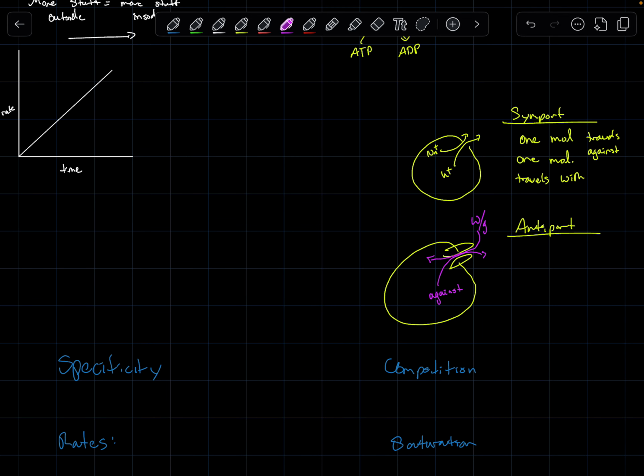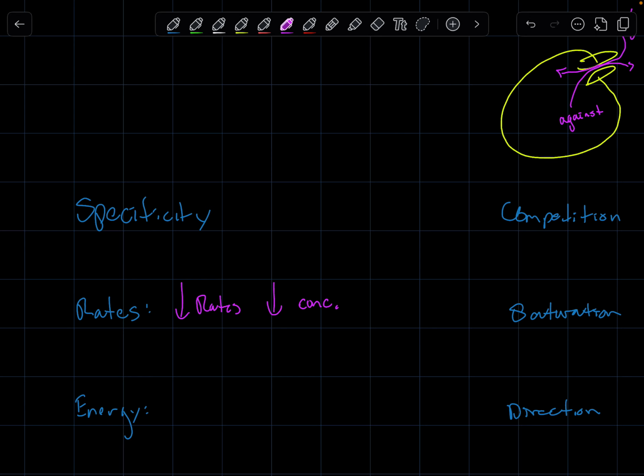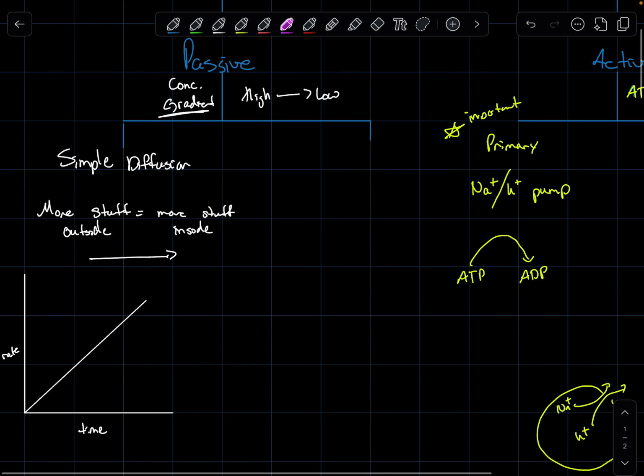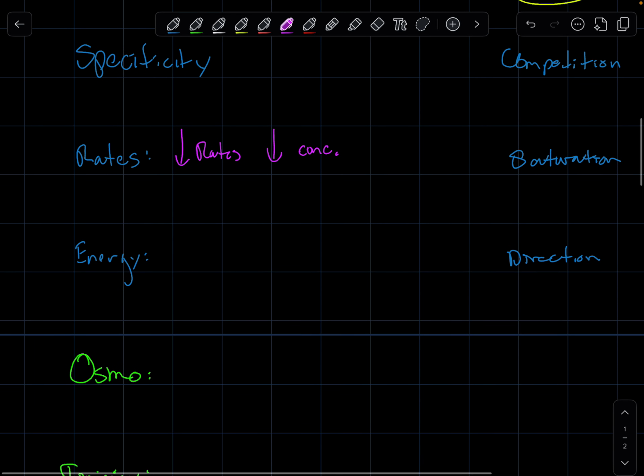Now we already hit specificity, because some will only allow specific ions or specific molecules to pass through. We hit rates. Rates will slow down as concentration decreases. That's very important to remember. And also remember our graph with facilitated diffusion, right? The rate of diffusion is dependent on the number or the concentration of proteins.